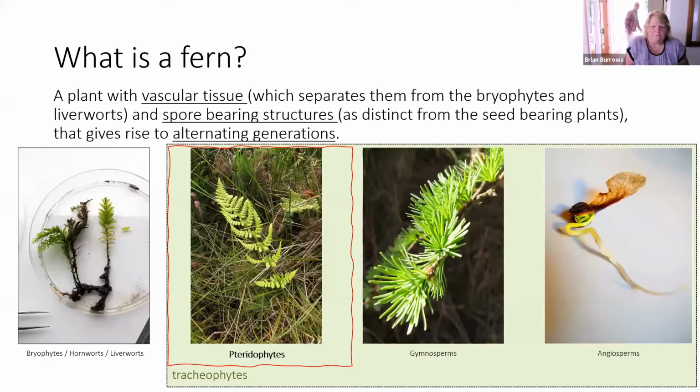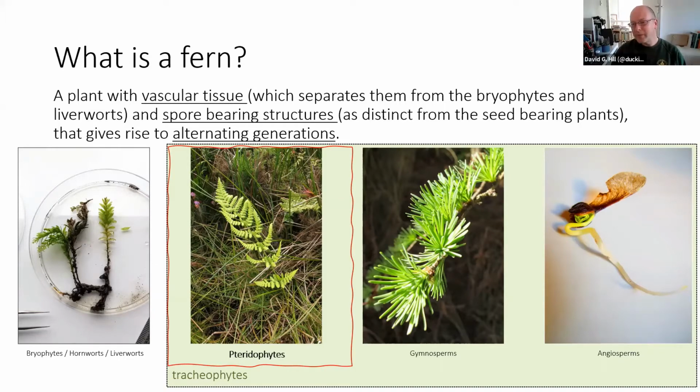I suppose the first thing really is to start off with: what is a fern? What are we talking about? Ferns are defined as plants with vascular tissue. Unlike the bryophytes, the hornworts and the liverworts, they have the ability to move water around the structure of the plant using trachea. That enables them to grow generally much larger than bryophytes, although there are some that cross over and can be confused with bryophytes or liverworts.